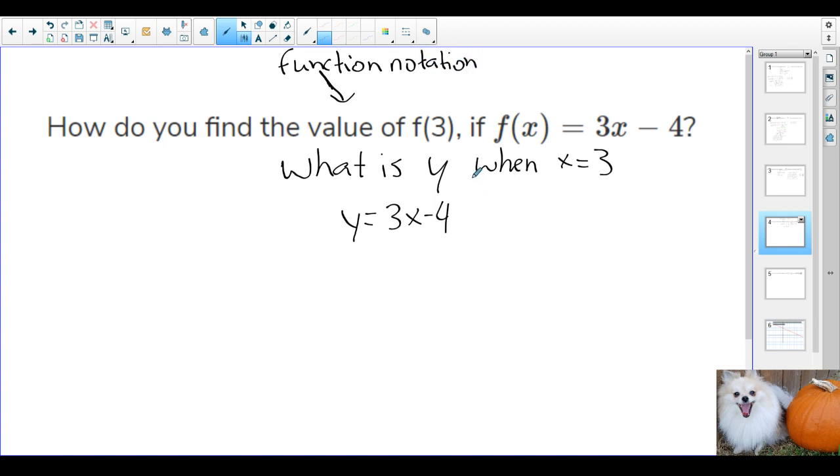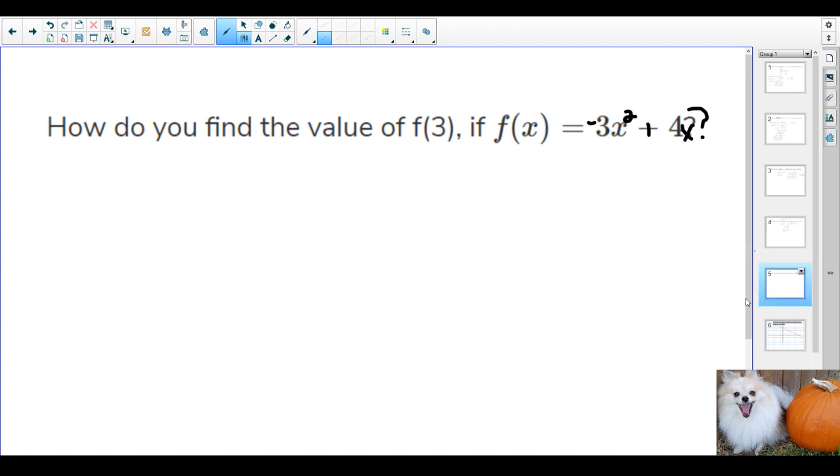Okay, so anytime you see f of x, that's just a fancy way of saying y. Anytime you see f of some number, that's x, right? So we're going to substitute x with 3, and we're going to solve for y. So it tells us x is 3. So 3 times 3 minus 4, 9 minus 4, that's 5. And we're done. Moving on.